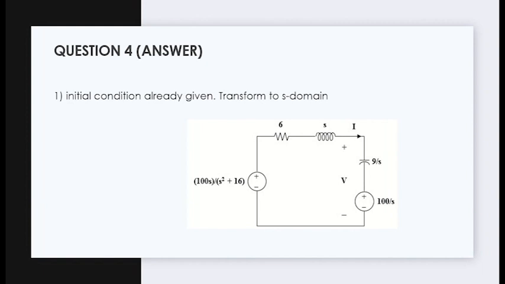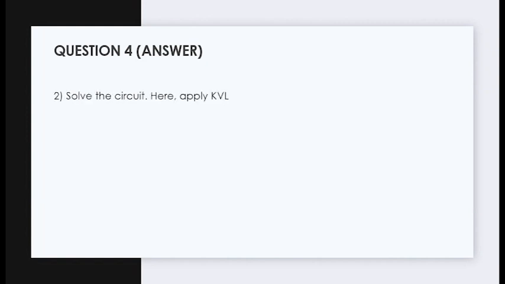Again, similar to the previous question, you have to transform your circuit into the S domain and include the initial condition. In this case, the initial condition has already been given, which is 100. So we place it in series with the capacitor. And next, we solve for the circuit. Here we can apply KVL around the loop.